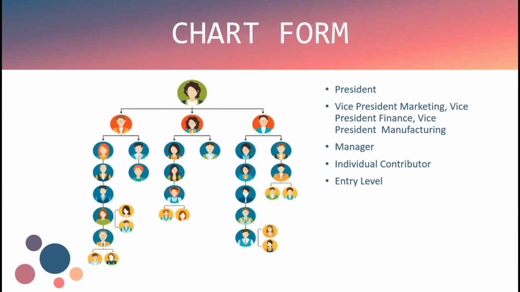And here is an example of a chart form of a formal organization. As you can see in the chart form, it displays the organizational structure that shows the job titles, the line of authority, and also the relationship between departments.